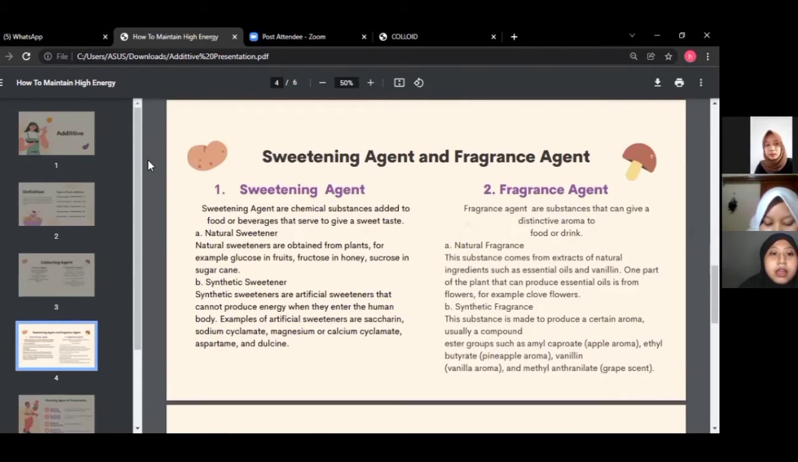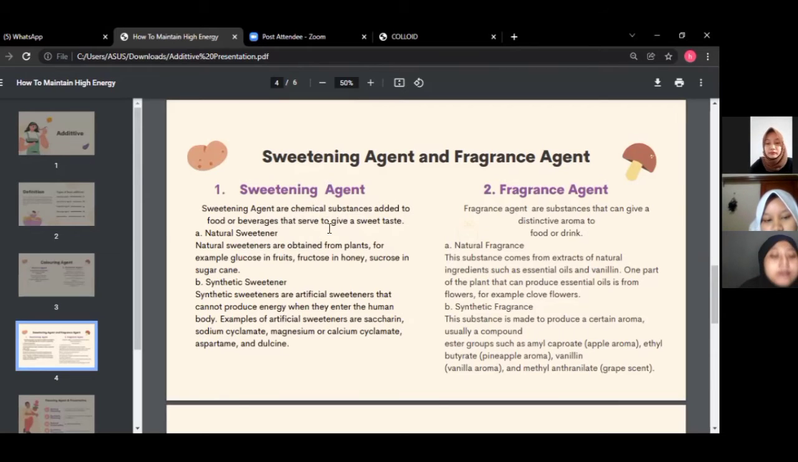Next, the sweetening agent and the fragrance agent. First, it's about the sweetening agent. So, sweetening agent is a chemical substance added to food or beverages that serves to give a sweet taste. Same as before, sweetening agent is divided into two parts. First is natural sweetener. Natural sweeteners are obtained from plants. For example, there is glucose in fruits, fructose in honey, and sucrose in sugarcane.